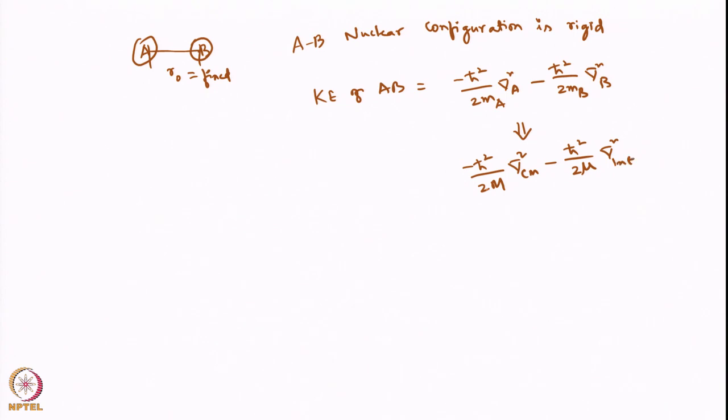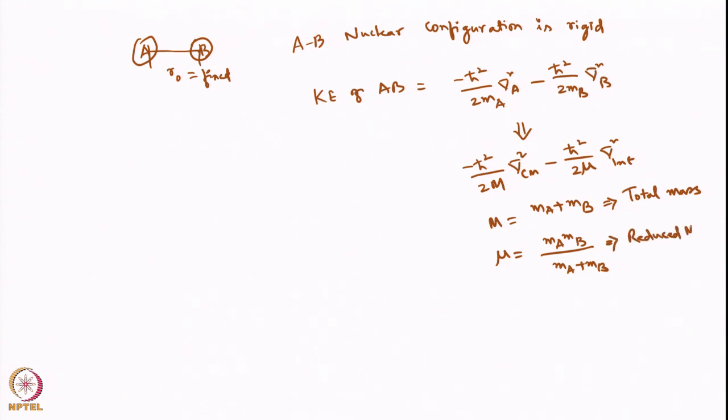Where capital M is equal to m A plus m B, which is the total mass, and mu is equal to m A m B divided by m A plus m B, the reduced mass. And this transformation is called the center of mass transformation.